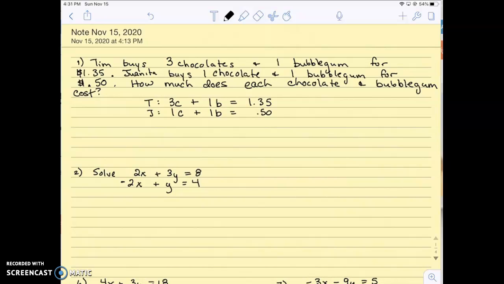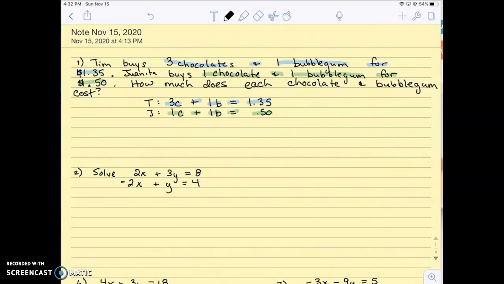So that's the first thing I want to see, is that you can set up the equations. Remember, we are just translating 3 chocolates and 1 bubble gum for $1.35. So it is literally word by word that you are translating what you see. 1 chocolate and 1 bubble gum for 50 cents. So that's the first part. Now the second part is I want you to solve.